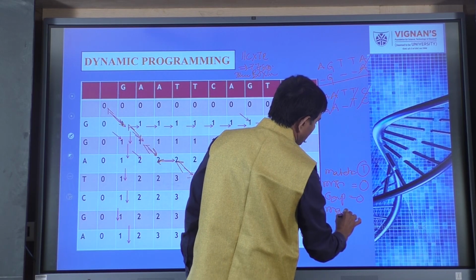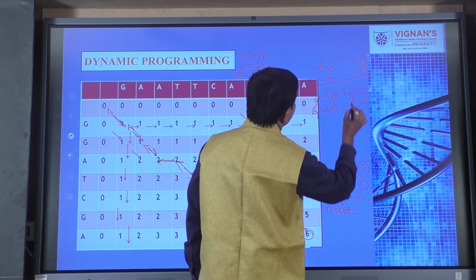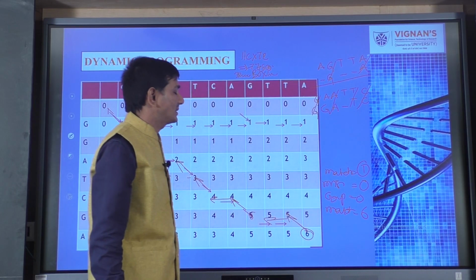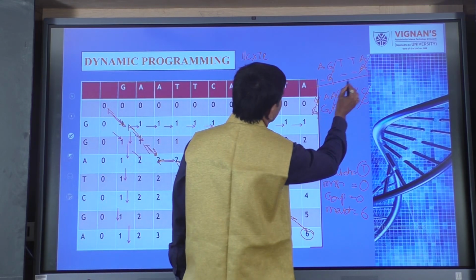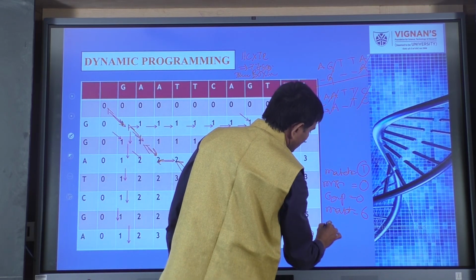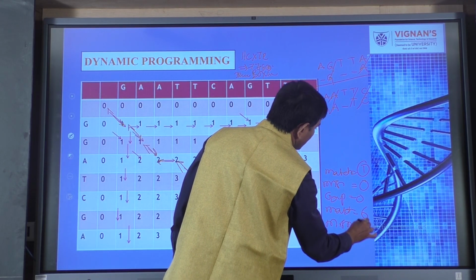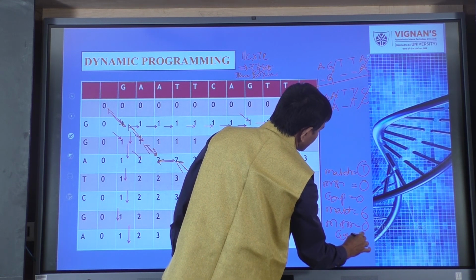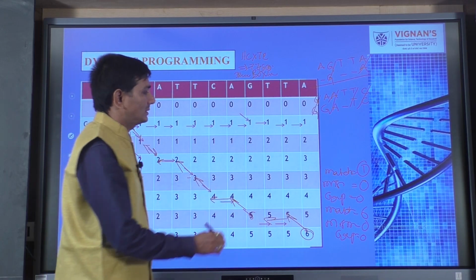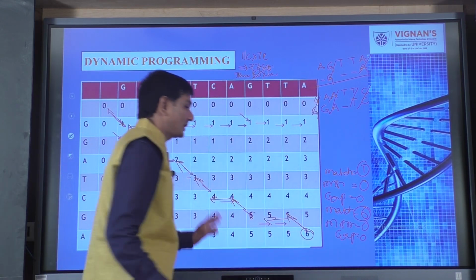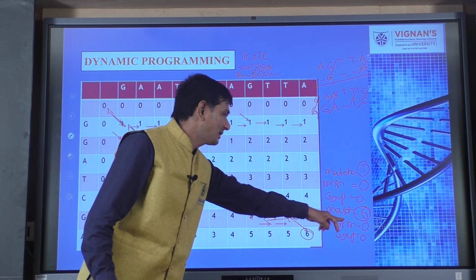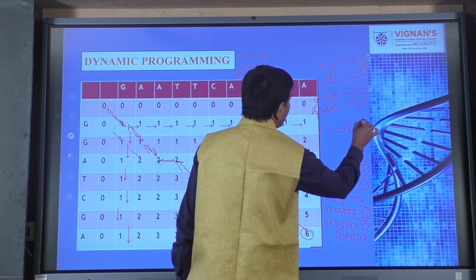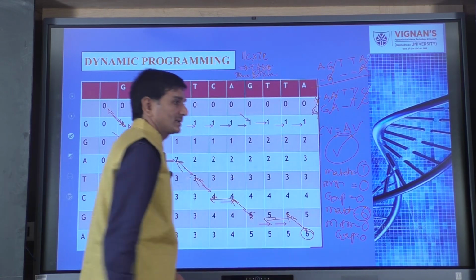So, the possible matches, 1, 2, 3, 4, 5, 6. So, the total number of matches was 6 and then mismatches were 1 mismatch. So, the contribution from mismatch is 0 and then the number of gaps, 1, 2, 3, 4. So, the contribution from gaps was 0. So, the total value is 6. So, the calculated value is 6, alignment value is also 6. So, when calculated value is equivalent to alignment value, then our procedure is correct.